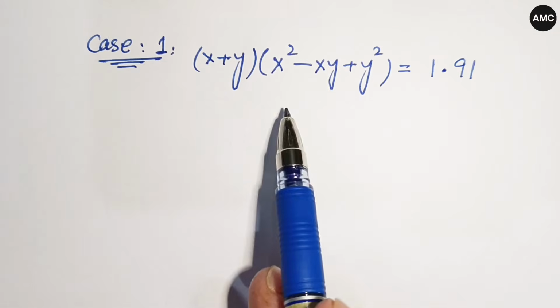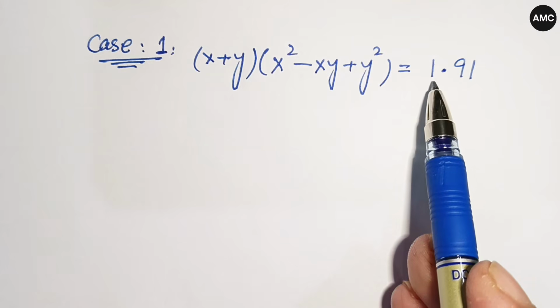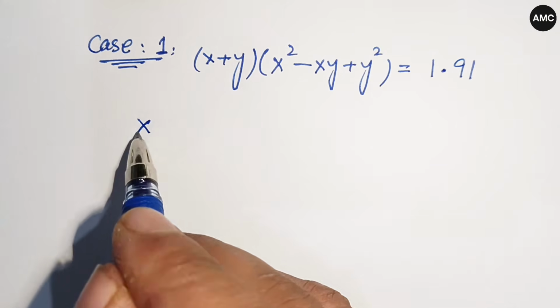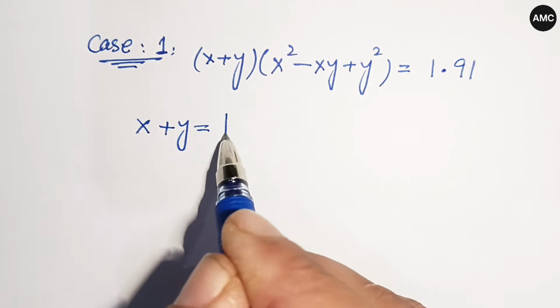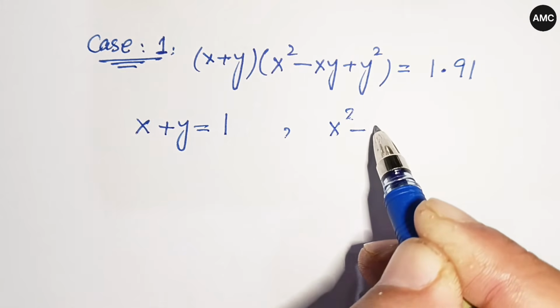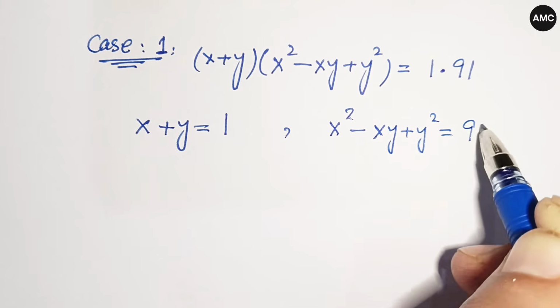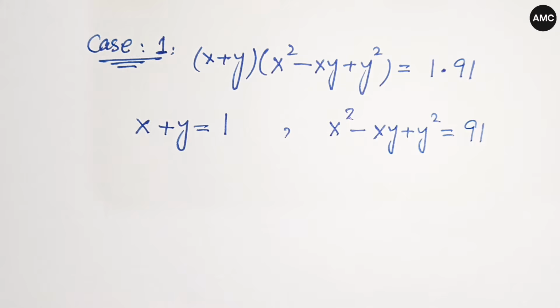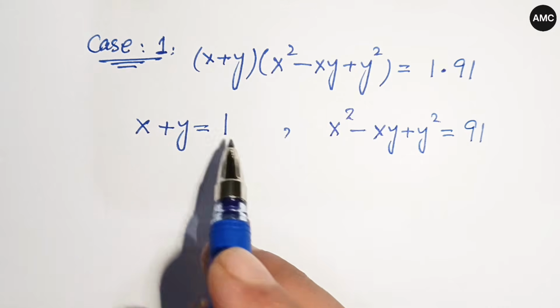So it is our case 1. Here the factor x plus y is equal to this factor, which is 1, since both are less than the second factor. So x plus y is equal to 1. Similarly, according to the system of equations, the second factor, x squared minus x times y plus y squared, is equal to 91. Now if we just deal with equation 1, x plus y is equal to 1.